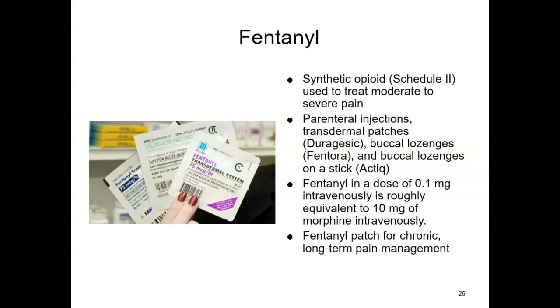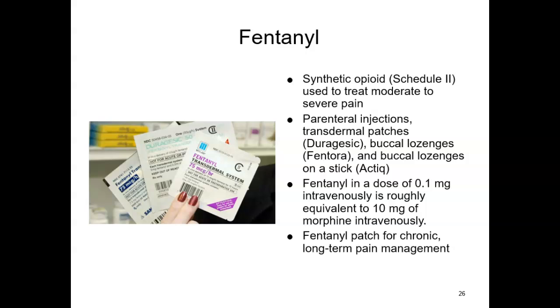Fentanyl comes in many different forms. This is a Schedule 2 medication, very addictive. Parenteral injections, transdermal. So we have fentanyl Duragesic patches. There's lozenges. There's all different ways that a person can get fentanyl. None of them are actually by mouth, though. So again, this is a very, very strong medication.